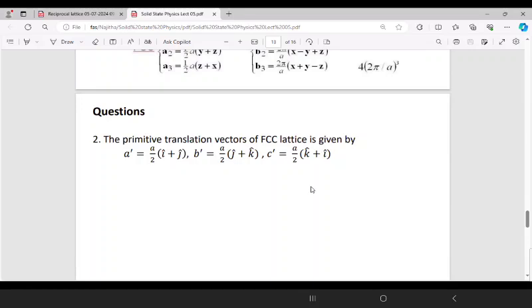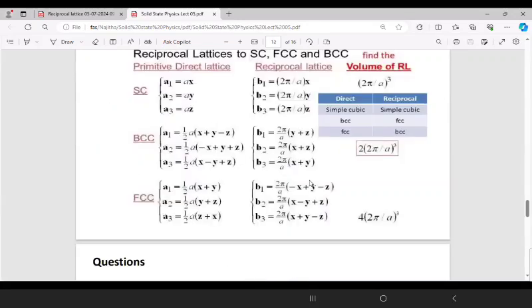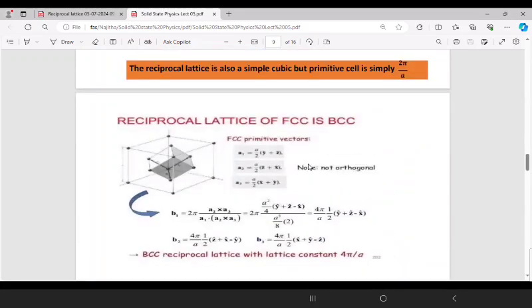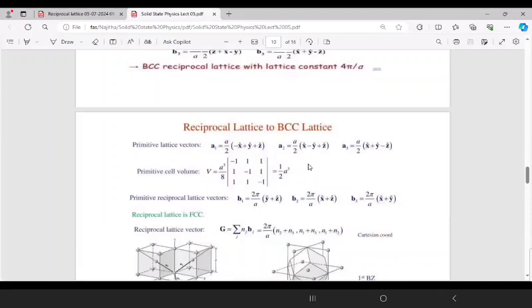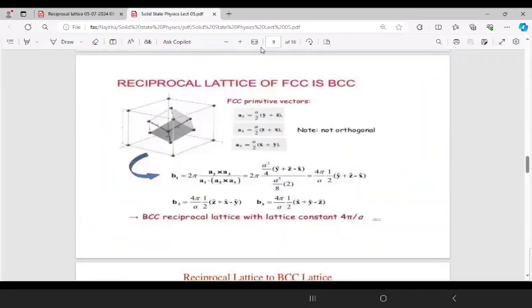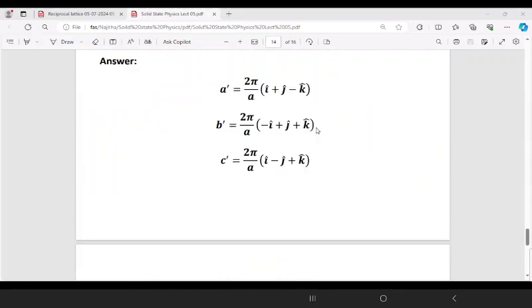Have you found the volume? Anyone found the volume? It is an FCC vector. I think I discussed it. No, we did not discuss. No, my dear, you will not get zero volume here. So please try this.